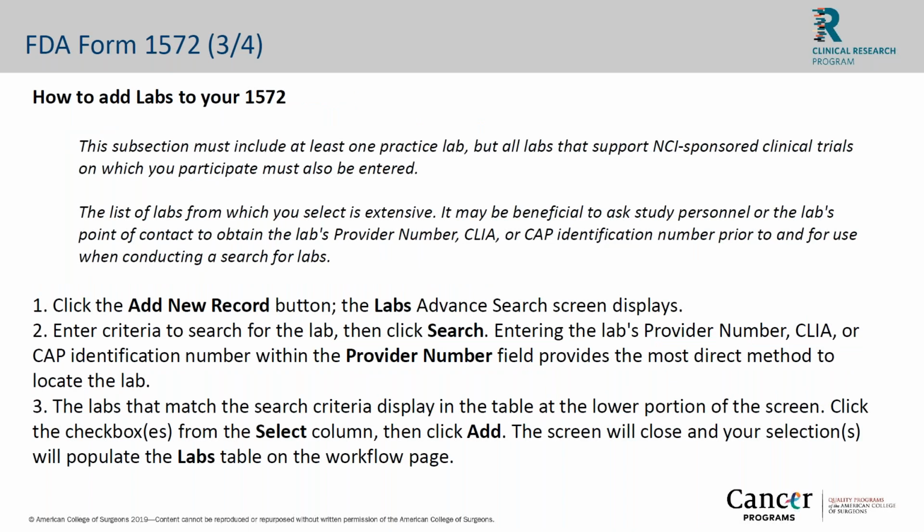If you need to add labs to your 1572, please follow the instructions below. Note that this subsection must include at least 1 practice lab, but all labs that support NCI-sponsored clinical trials on which you participate must also be entered. The list of labs from which you select is extensive. It may be beneficial to ask study personnel or the lab's point of contact to obtain the lab's provider number, CLIA, or CAP identification number prior to and for use when conducting a search for labs.